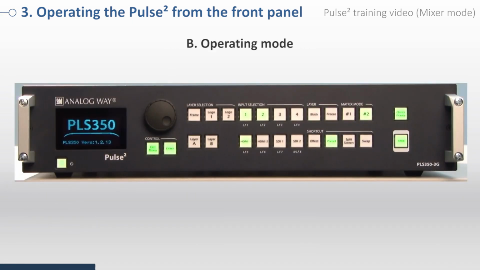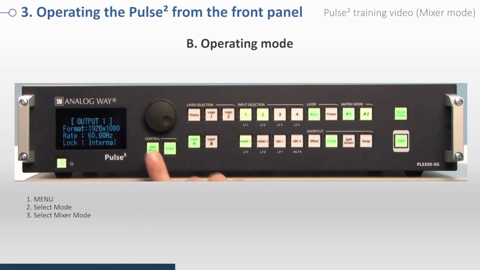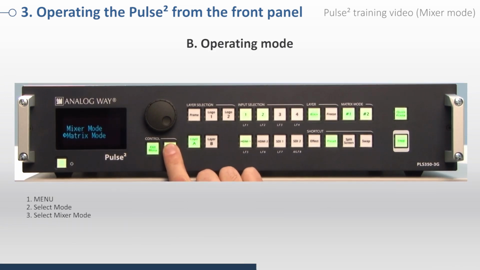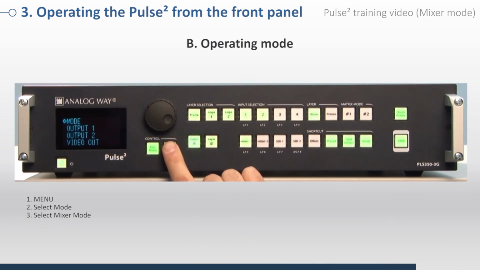Operating mode. To choose the operating mode, press Exit menu, select Mode, press Enter, and select Mixer. Validate by pressing on Enter.